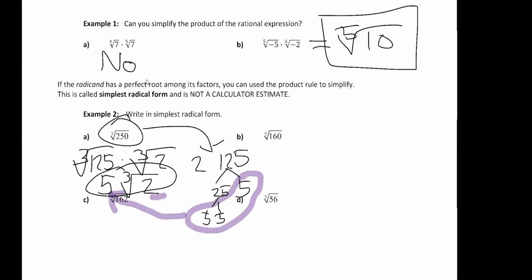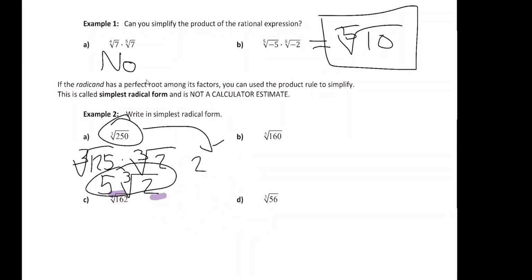Like I said, I really don't care how you do these. If you like just doing a factor tree, that's cool. But if you understand how to pull out a perfect cube or perfect number, it can save you a bit of time.